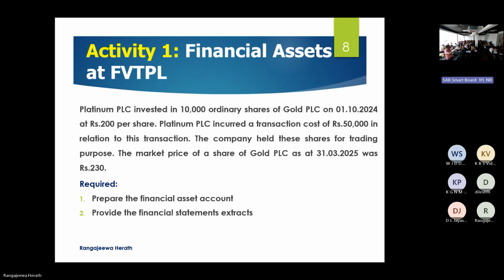For fair value through P&L financial assets, transaction cost is not added to the financial asset. We saw in the earlier slide that transaction cost is added to the financial asset except for fair value through P&L investment. So here this transaction cost is not added. We directly charge that as expense. Then at the end of the year, 31st March 2025, the fair value, the market price, increased to 230. Right? So we can prepare the financial asset account.